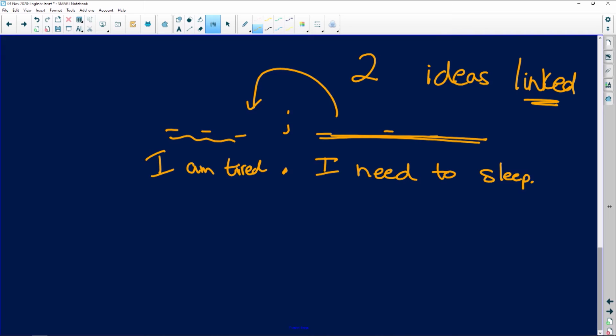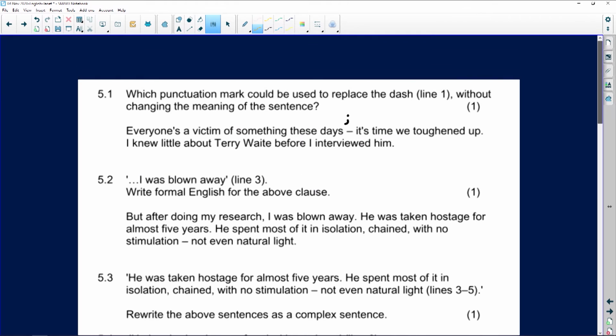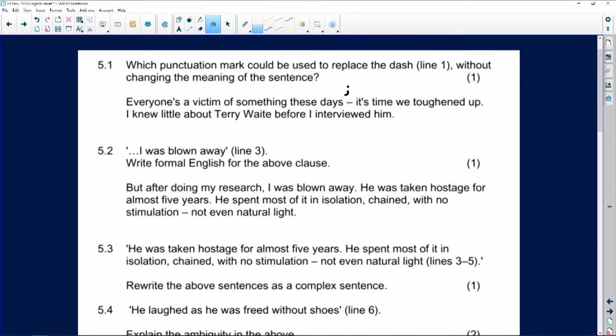Okay, so if we go back up, do you see why I chose the semicolon? But I suppose you could, without changing the meaning of the sentence, use a full stop. Hang on, everyone's a victim of something these days, full stop, it's time, yeah. I'd prefer the semicolon, but you can have a full stop.